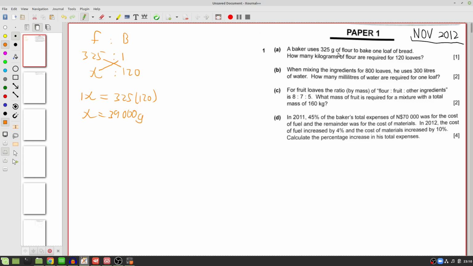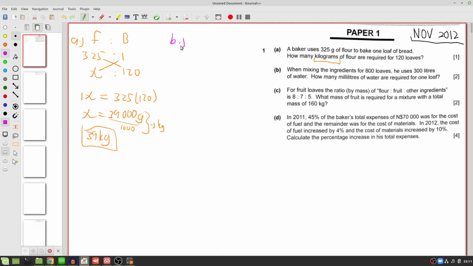Because we know 325 grams is one loaf of bread. We're asked for how many kilograms. Alright, so in this case we need to convert this to kilograms. So how do we convert grams to kilograms? Well, we know that is divided by 1,000. So we're going to have 39 kilograms, because if we divide that by 1,000 to get to kilograms, then we get 39 kilograms. Okay, so that was question A.